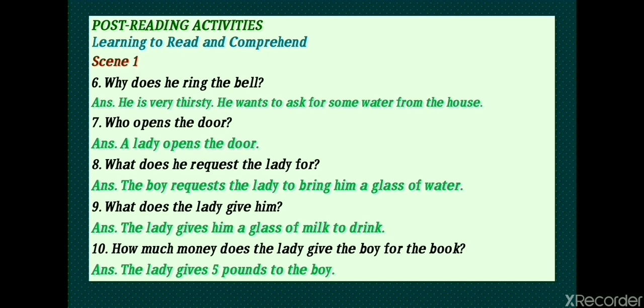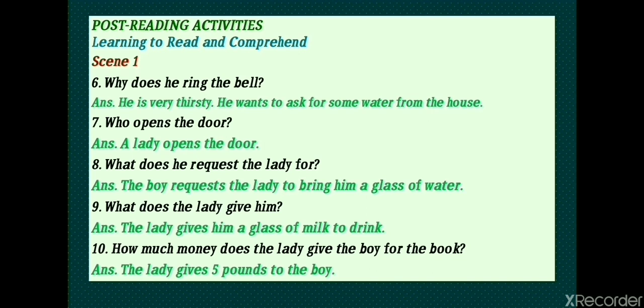Number 8. What does he request the lady for? Answer is yes, you're right. The boy requests the lady to bring him a glass of water. Number 9. What does the lady give him? Students, you must be remembering that the lady could see that he was hungry too. So the answer is the lady gives him a glass of milk to drink.